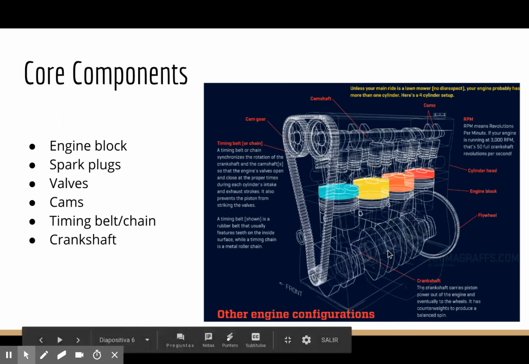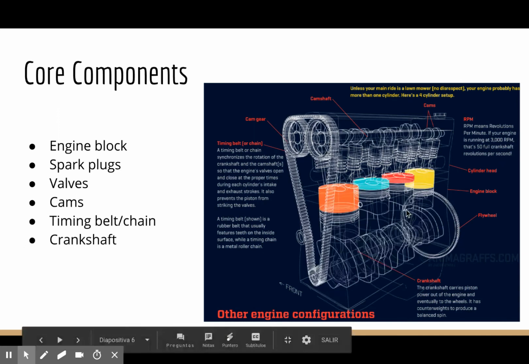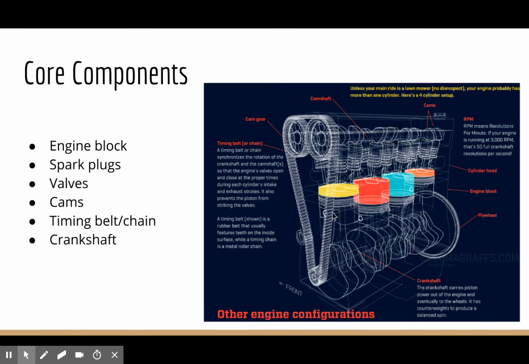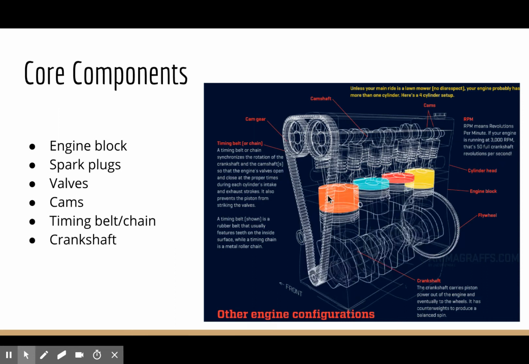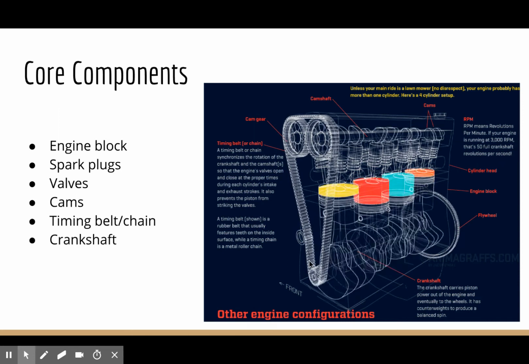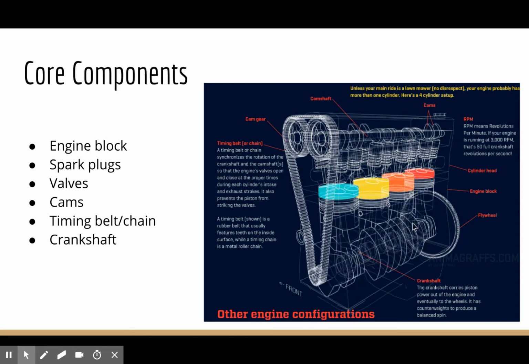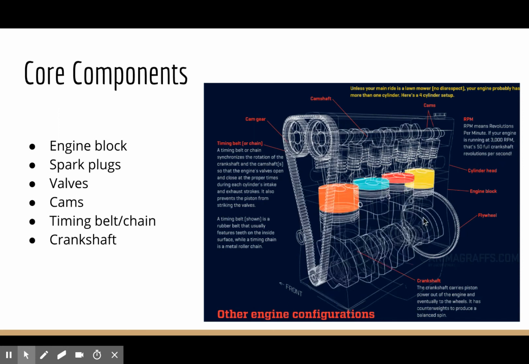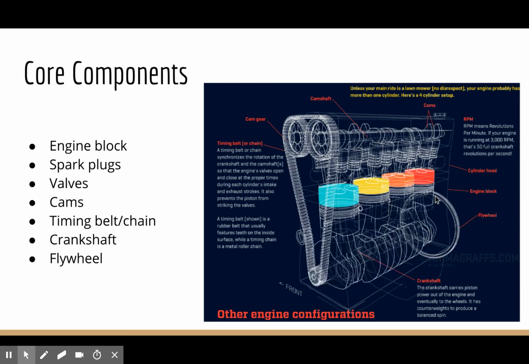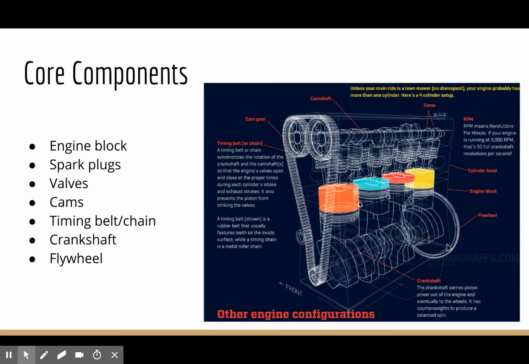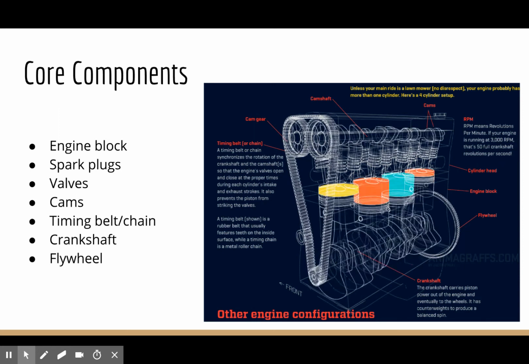Down below, you have the crankshaft. This is actually what all of the pistons are connected to. When the explosion happens and combustion happens, that's rotating the crankshaft. And that's what actually sends the power back to your car. The flywheel is right here on the end. That is connected to your transmission, which has all your gears and lets you move at different speeds.